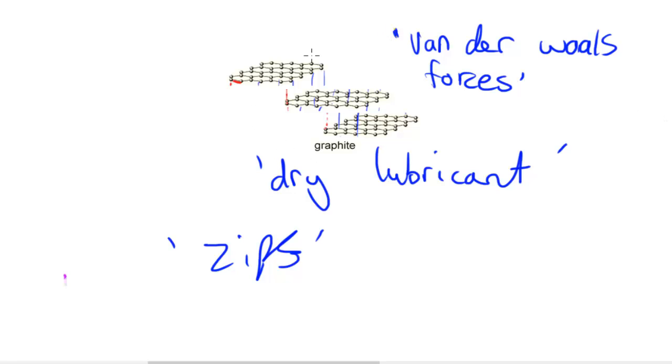Another use for this property is pencils. We actually use graphite in pencils, and the reason for this is that as we write with our pencil, layers of the graphite are rubbed off and stick to the paper as we run our pencil along the paper. So this is one of the applications of graphite.